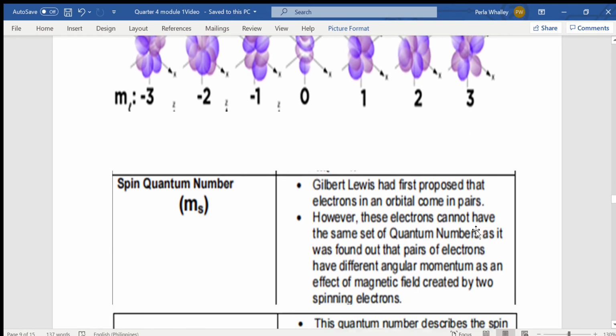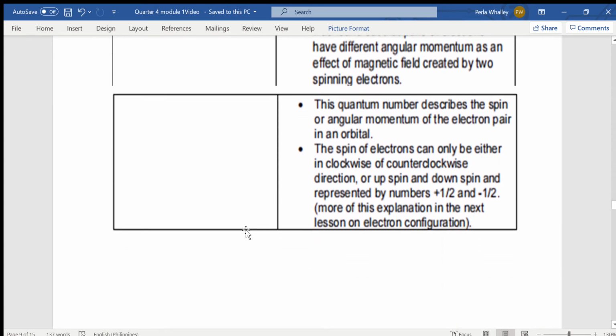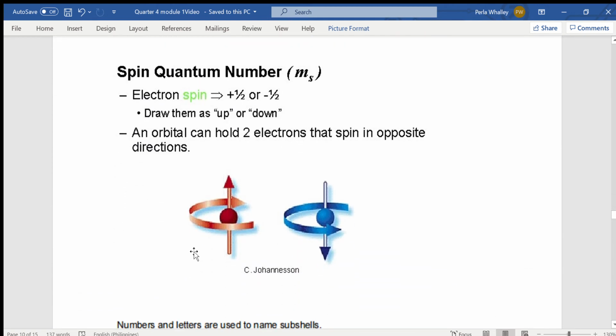Now the last quantum number, the spin quantum number, is M sub S. This quantum number describes the spin or angular momentum of the electron pair in an orbital. Electron spin could be either positive 1/2 or minus 1/2, or you can draw that as arrow up or arrow down. And remember, each orbital can hold 2 electrons that spin in opposite directions.